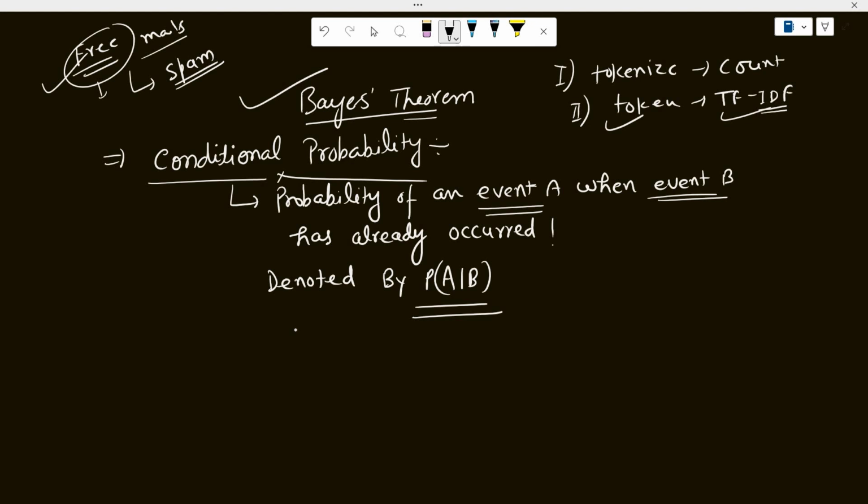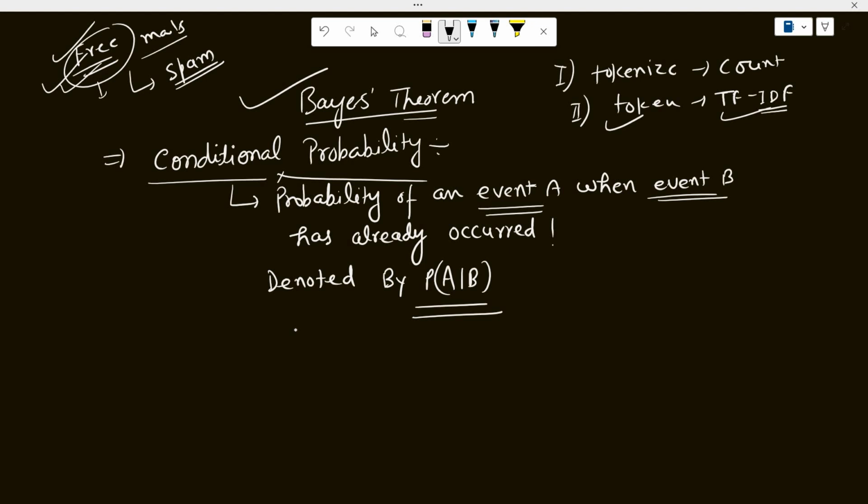But if 70 to 80% of the mails contain the word free and they are spam, right? From the training data, we see that 80% of the mails which contain the word free are spams. Then in that case, we can say that yes, if this word free is available in a mail, that particular mail could be a kind of spam mail.